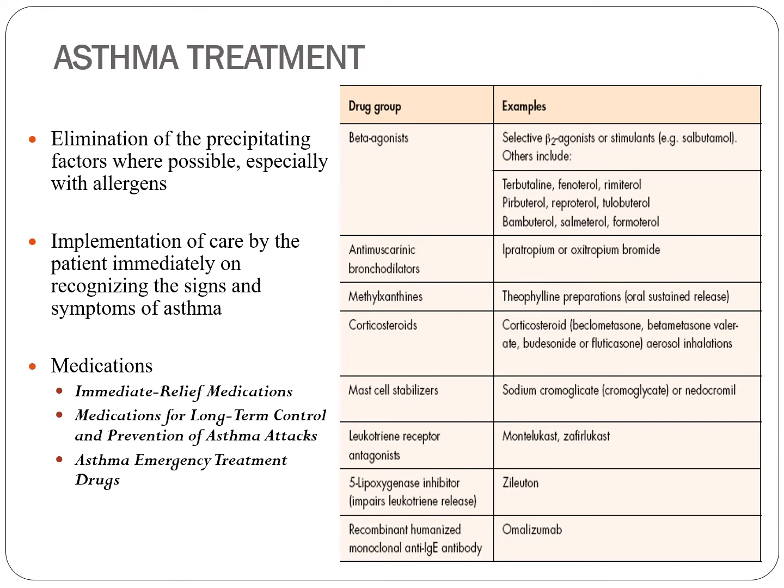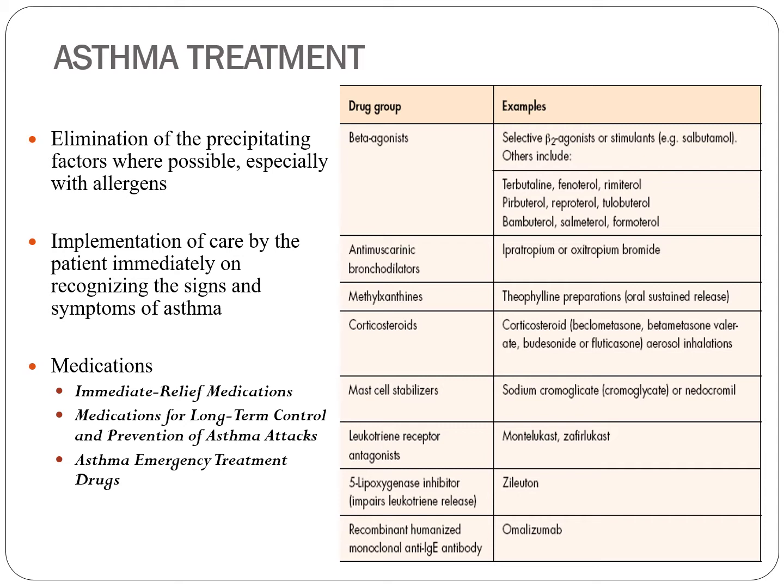So how can we manage an asthma patient? First, we eliminate all the precipitating factors where possible, especially the allergens. Sometimes the patient is allergic to chemicals or aerosols, so we eliminate all the foreign agents. Then the patient should implement self-care and immediately recognize the signs and symptoms of asthma. In mild cases we can directly give a beta agonist. If it is severe, we go for steroids. So medications for immediate relief, medications for long-term control and prevention of asthma attacks, and asthma emergency treatment drugs can also be given.